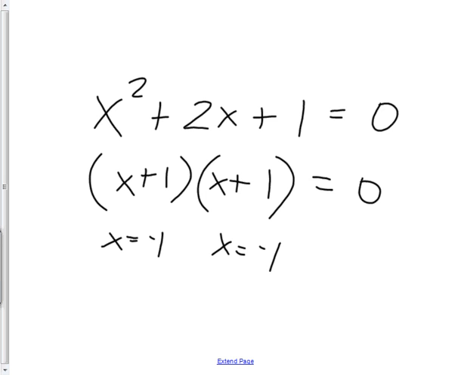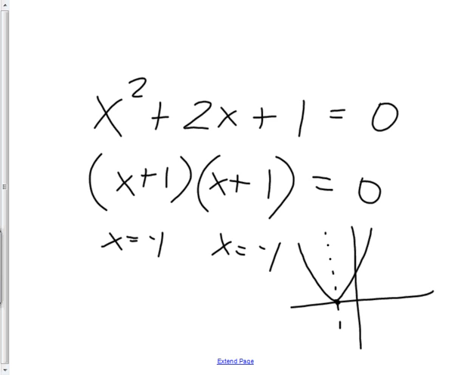The only reason for that is because on the graph, do you remember that when it touches once like this, that's called a bounce? It's called a double root. There's 2 of the same thing. So there's 2 answers of -1.